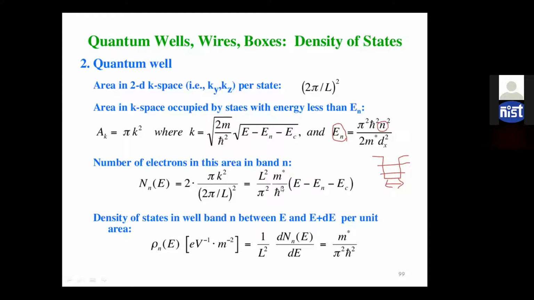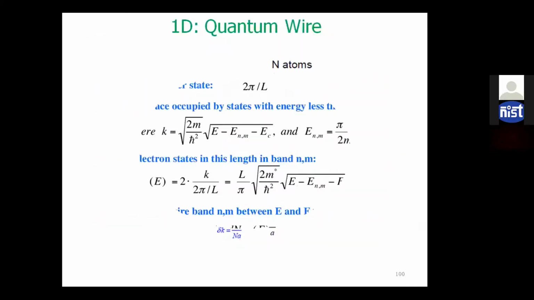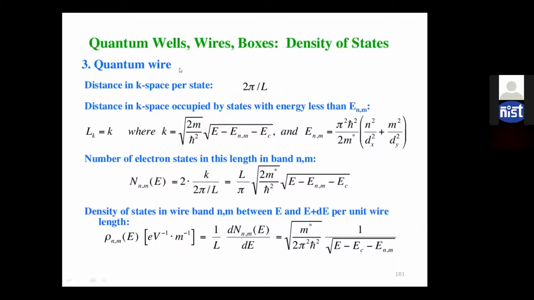If you find from the calculation, the density of states is only m star by pi h cross squared. That means it is independent of E. But actually it is not independent of E. It depends upon E with a theta function, the Heaviside step function. I will show you later. That was given for the quantum well; now for a quantum wire.